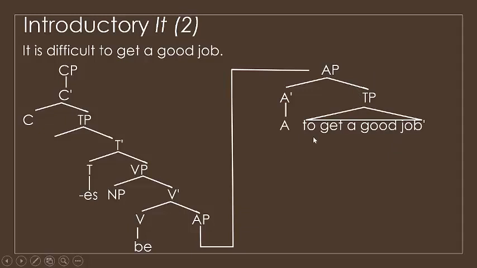I think it's not necessary to analyze "to get a good job" into its elements. Just "to get a good job" is a tense phrase with "to" as the head, and "get a good job" is the complement of "to". And then A here is "difficult". So this is the D structure of the sentence "It's difficult to get a good job." We have an adjective phrase which branches into A bar and TP. The TP is "to get a good job", and the A bar here branches into A, which is "difficult". In the S structure, "be" will move to the "es" position over here and matches with the "es", forming "is".